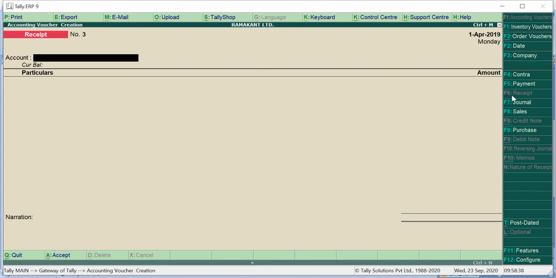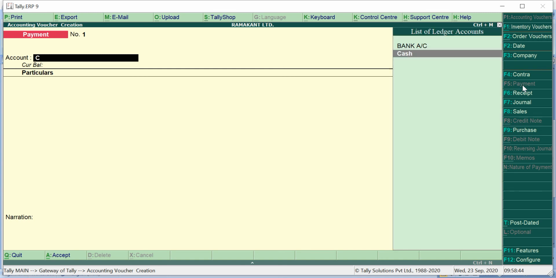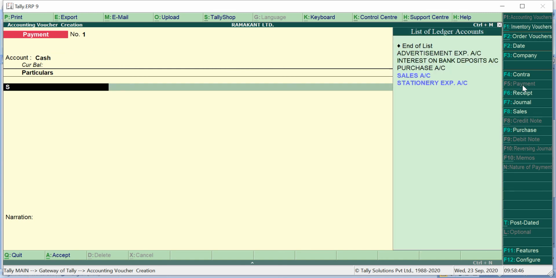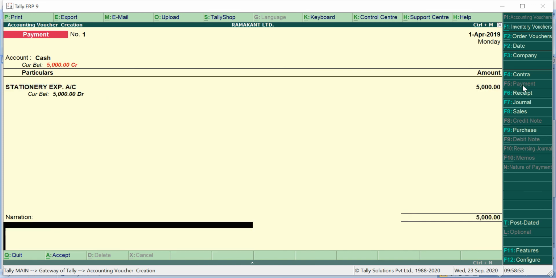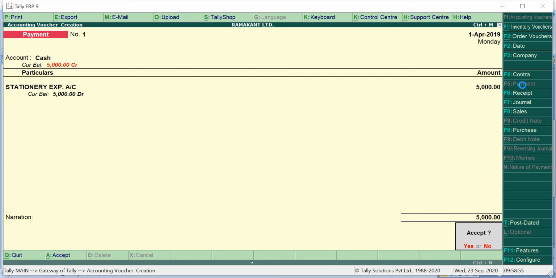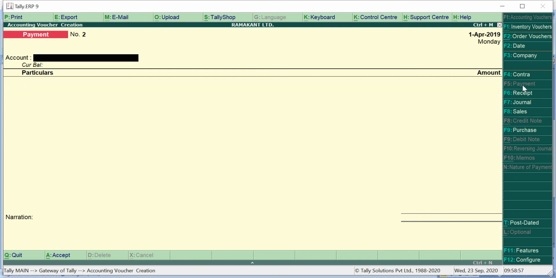Then number 5, it is a payment: paid stationery bill 5,000. Select payment. Where is payment? Here it is, F5 or payment. Nothing is mentioned here, so cash. In particulars, stationery expenses 5,000, and accept it.